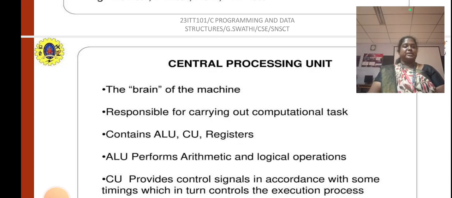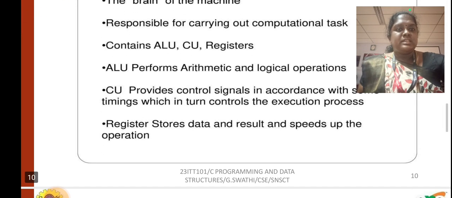ALU performs arithmetic and logical operations. CU provides control signals in accordance with some timing, which in turn controls the execution process. Registers store data and results and speed up the operations.